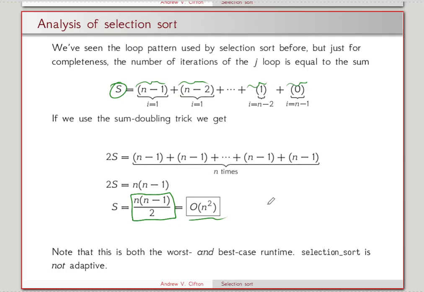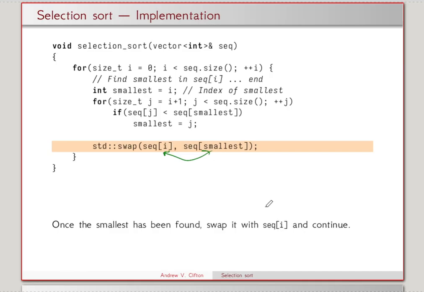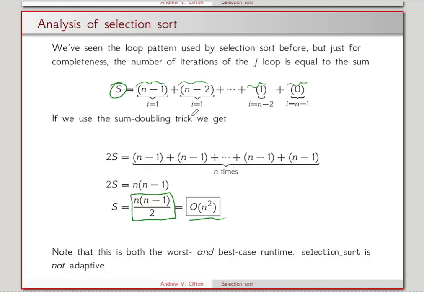Now, if we step back one slide, there's no break or return in either of these loops. So both of the loops always run all the way to the end. That means O of n squared is both the worst and best case runtime. Selection sort is not adaptive. It doesn't run faster in big O terms if you give it stuff that is already partially sorted. You can literally give it a vector that is already sorted and it will still go through the motions and swap each thing with itself.